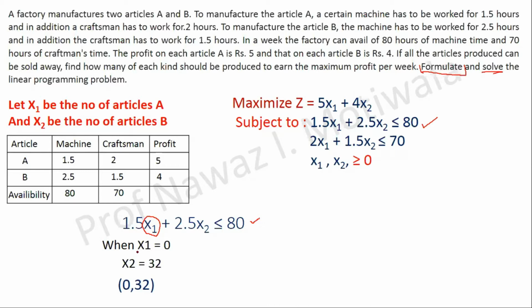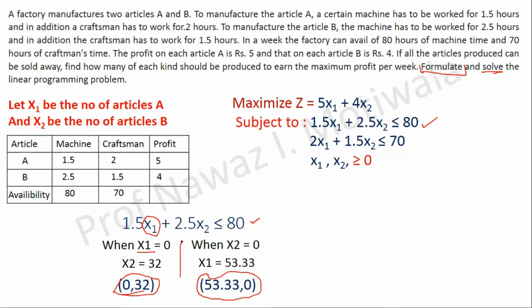In the first case, I have taken x1 equal to 0. Now I will take x2 equal to 0. When x2 is equal to 0, I will get x1 equal to 53.33, and my point will become (53.33, 0). So you can see that the equation 1.5x1 plus 2.5x2 less than or equal to 80 is satisfied by these two particular points. Hence, I can draw a line passing through these two points representing this equation.